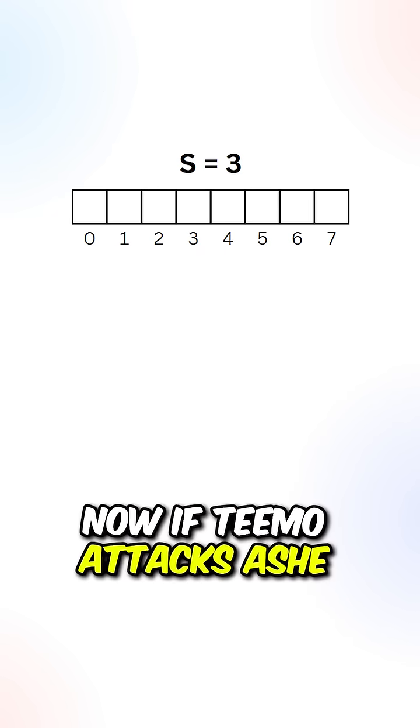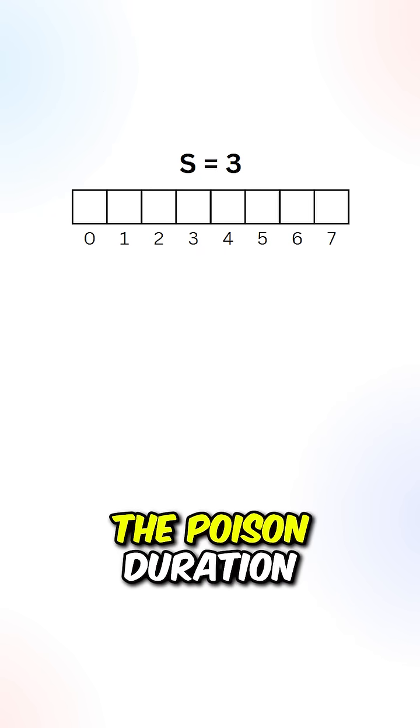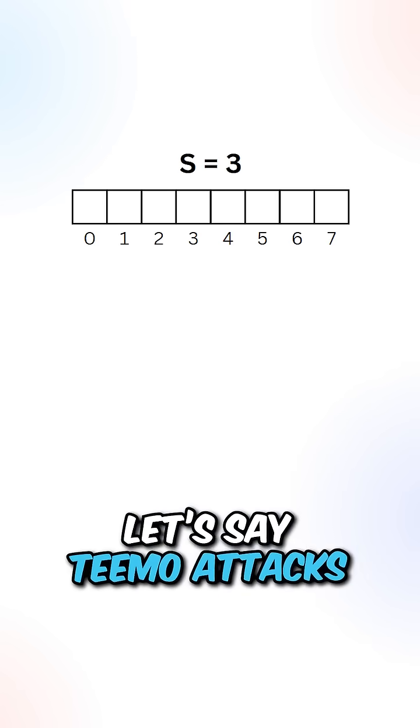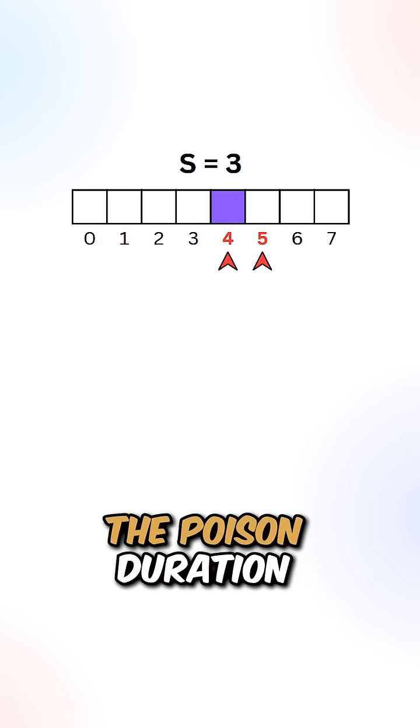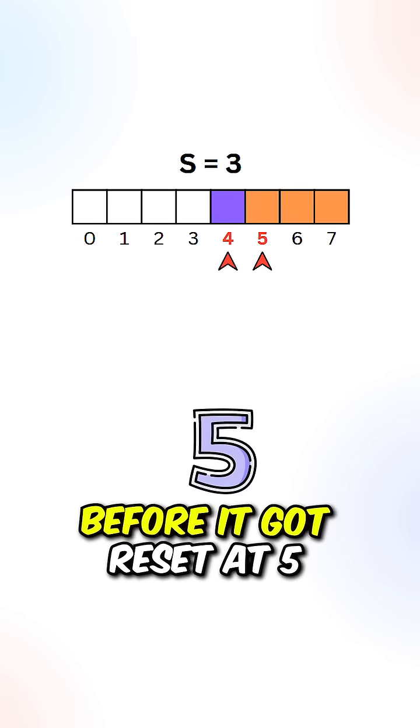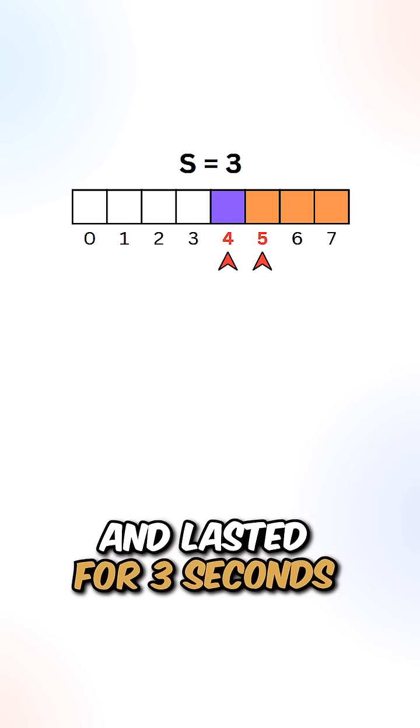Now if Teemo attacks Ash when she is already poisoned, the poison duration will reset. Let's say Teemo attacks at 4 and 5. The poison duration will last for 1 second before it gets reset at 5 and lasts for 3 seconds.